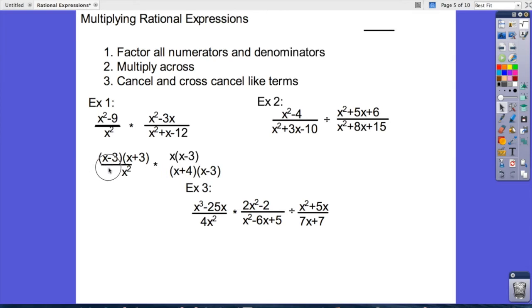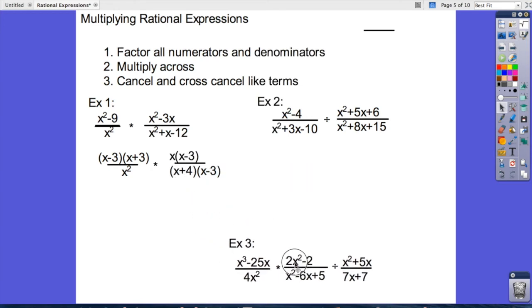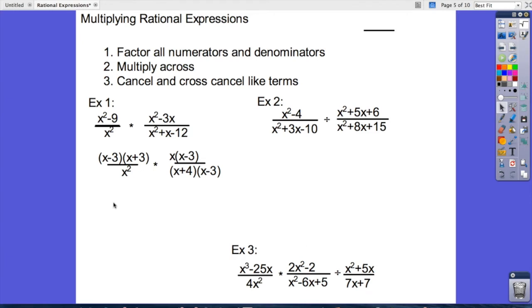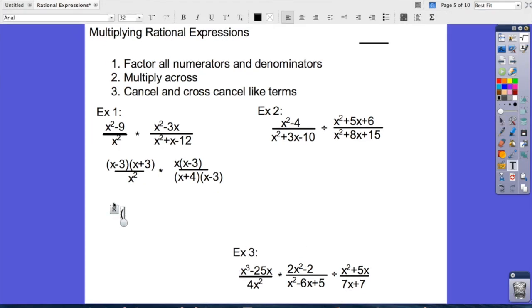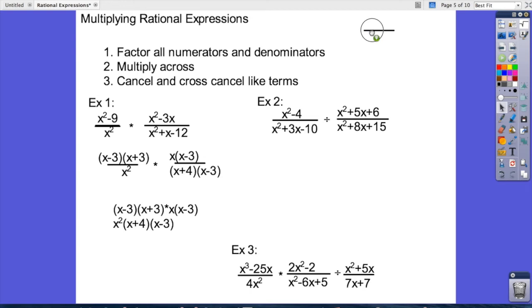We'll do our fraction bars. And now we're going to multiply across. So when we do that, we're going to be left with x minus 3. Notice I'm just rewriting the top lines. Times x minus 3, all divided by x squared, times x plus 4, x minus 3. So we multiplied across just like step 2 says, and we are going to cross cancel now.